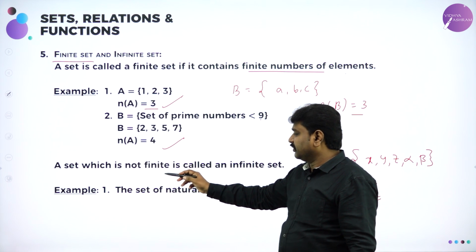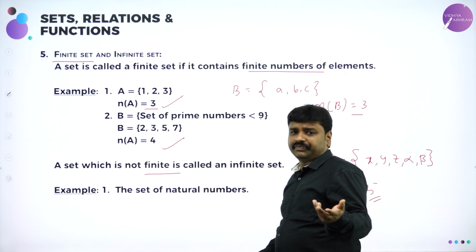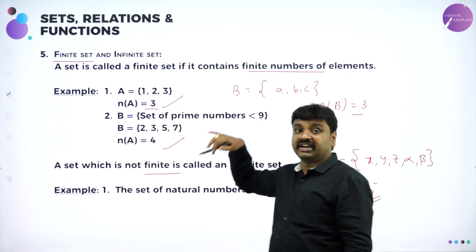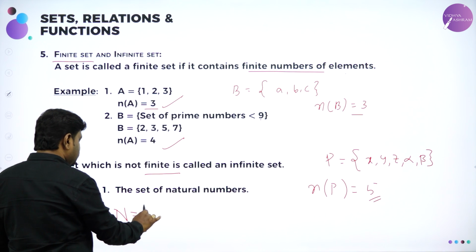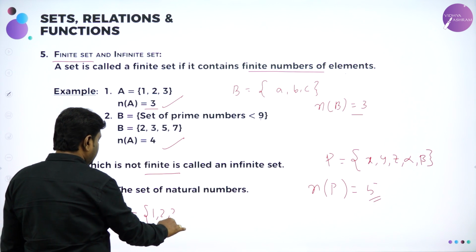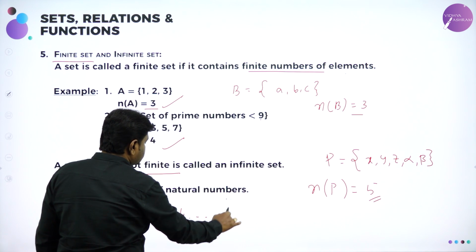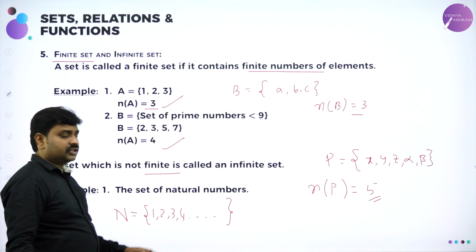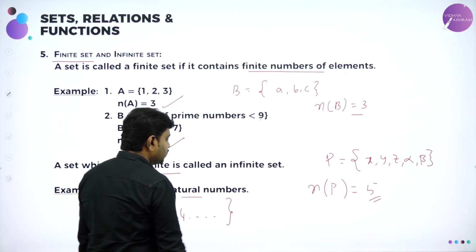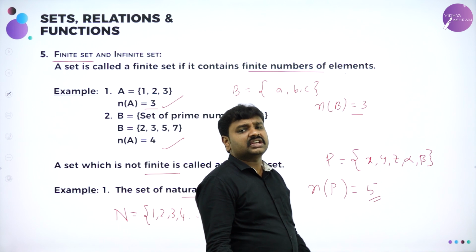And a set which is not finite, we call it infinite. The set of natural numbers is infinite. What is the set of natural numbers? Natural numbers start from 1, 2, 3, 4. It goes on. Starts with 1 and ends at infinity. There are infinite natural numbers. So this is an infinite set. So a set which is not finite is infinite.